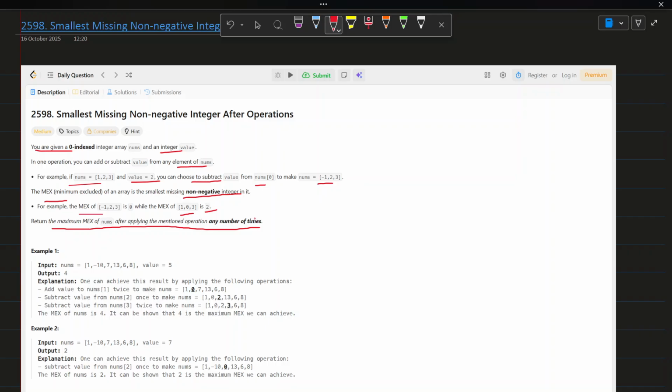So the question is basically to find, in this array, which number is the minimum, non-negative and absent, meaning not mentioned in this array. So this is the question. Now, how to solve this question?